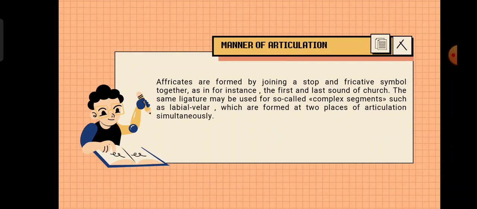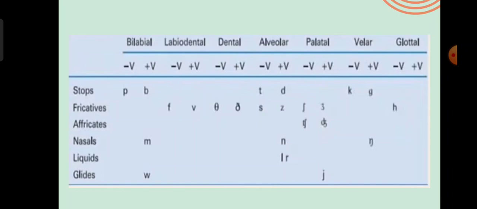Next we have the manner of articulation. Affricates are formed by joining a stop and fricative symbol together, as for instance the first and last sounds of church. The same ligature may be used for so-called complex segments, such as the labial-velar, which are formed with two places of articulation simultaneously. These are the examples: stops, fricatives, affricates, nasals, liquids, and glides.